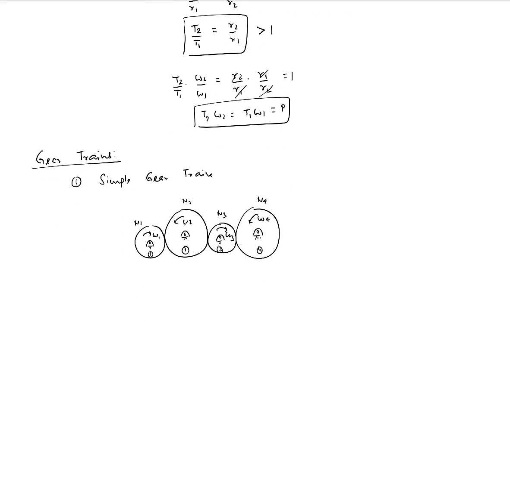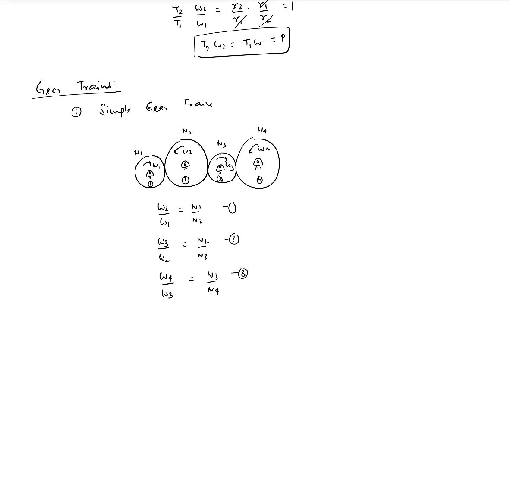Now let's do the analysis, considering two gears that are meshing with each other pairwise. Between 1 and 2, we have omega 2 over omega 1 equal to N1 over N2. Between 2 and 3, we have omega 3 divided by omega 2 equal to N2 over N3. Between 3 and 4, we have omega 4 divided by omega 3 equal to N3 over N4. So I got three equations from three pairs of gears.